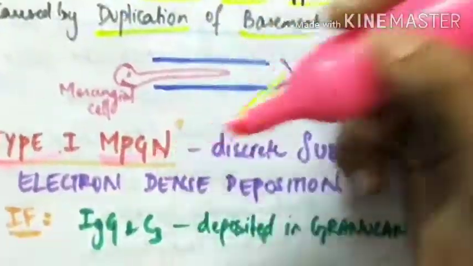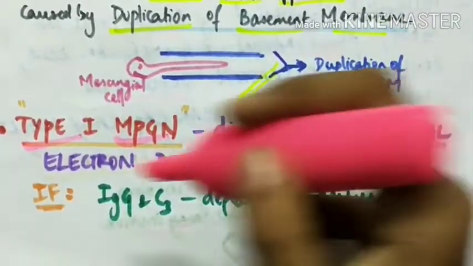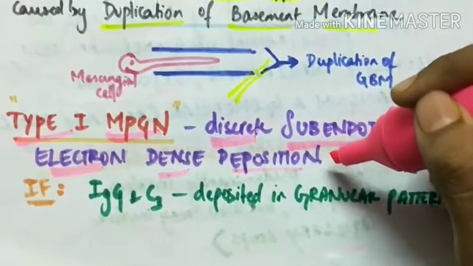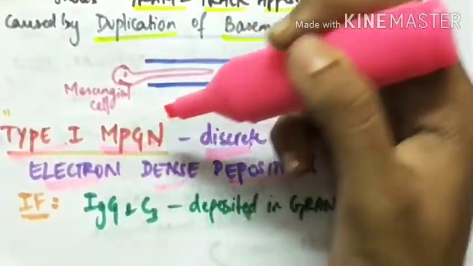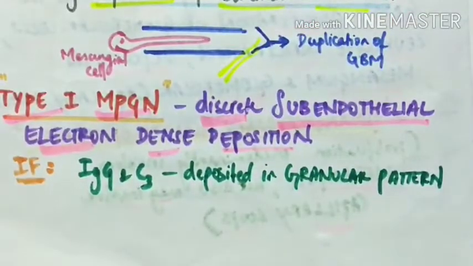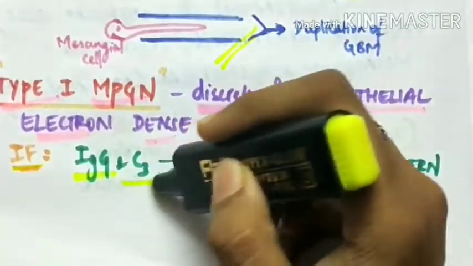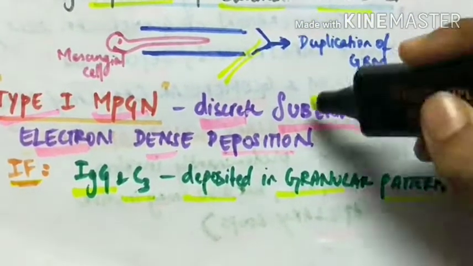Type 1 MPGN has discrete subendothelial electron dense deposition. So the deposition is in the subendothelial region in case of type 1 MPGN. Under immunofluorescence, immunoglobulin G and the complement are deposited in a granular pattern in the subendothelial region.